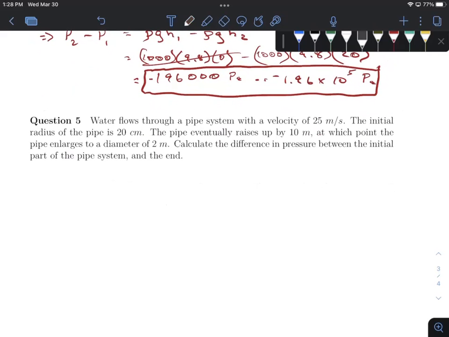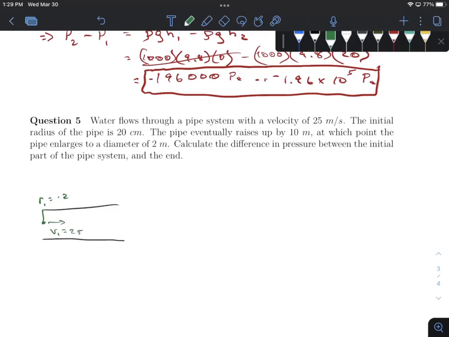What do we have? A pipe system. It's going to be moving up. So here we go. Here's the initial part of the pipe. The initial radius, R1, is 20 centimeters. Remember, you need to be in meters for all these units. So I have to convert to 0.2. The velocity of the water flowing through this part of the pipe is 25 meters per second.